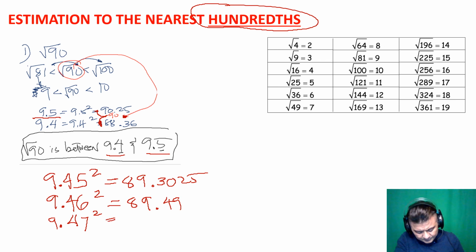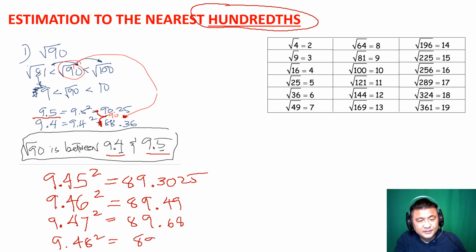Okay, 9.47 squared gives me 89.68. We're almost there. How about the next number? 9.48 squared will give me 89.87. Let's try the next one. 9.49 squared will give me 90.06. There you go.